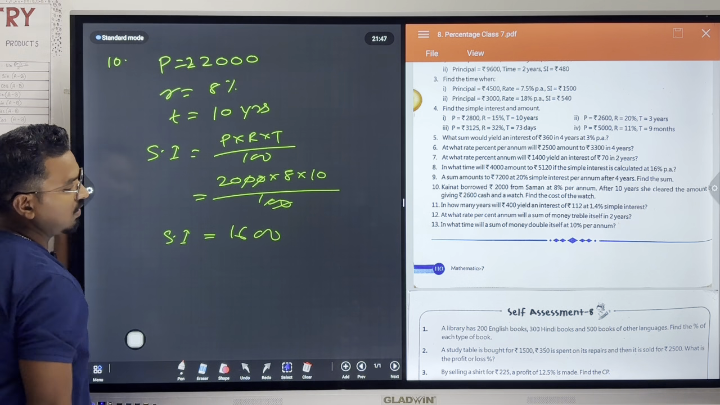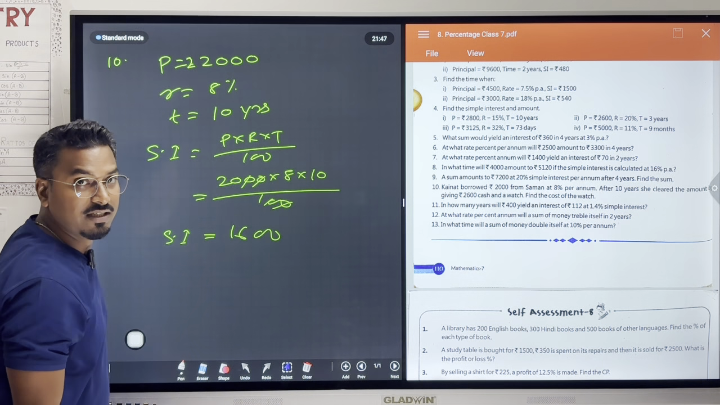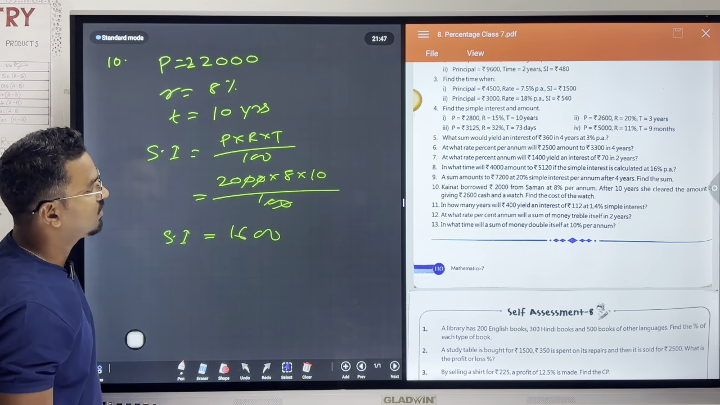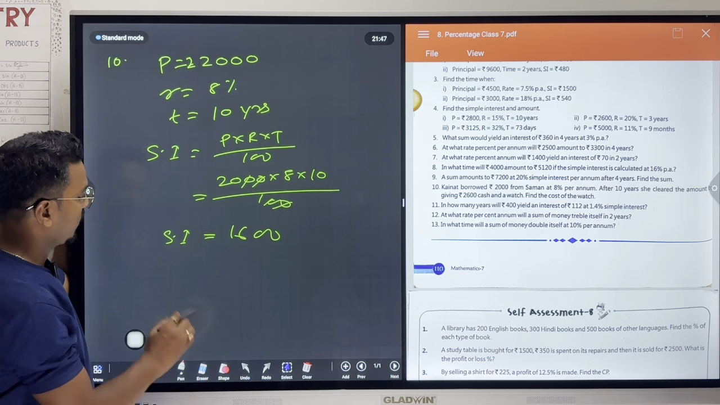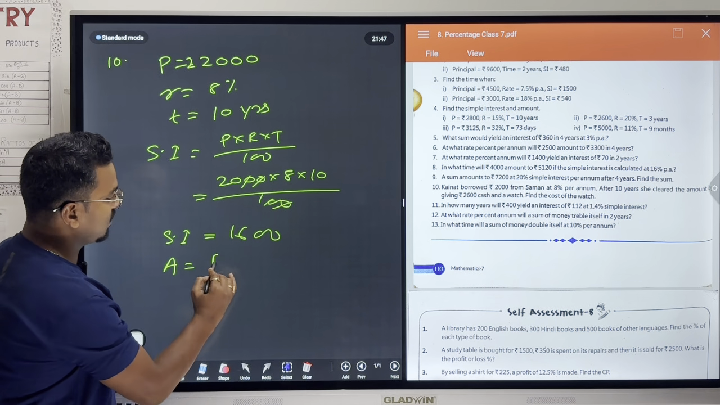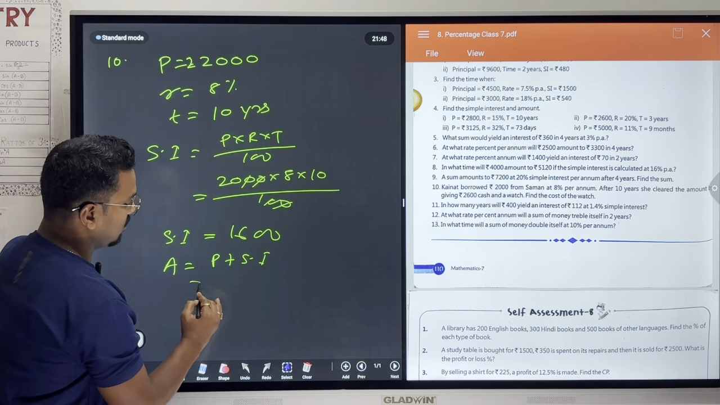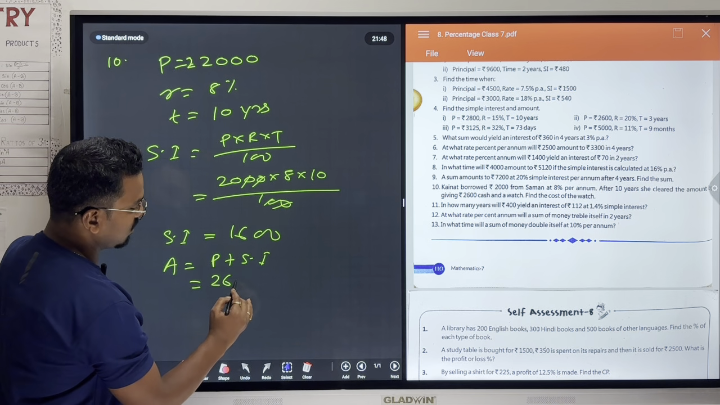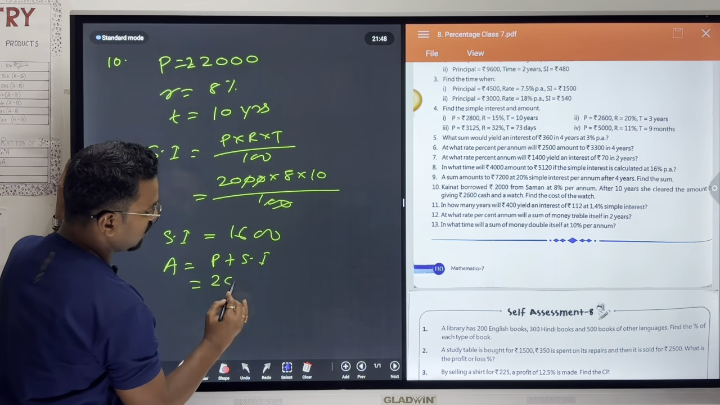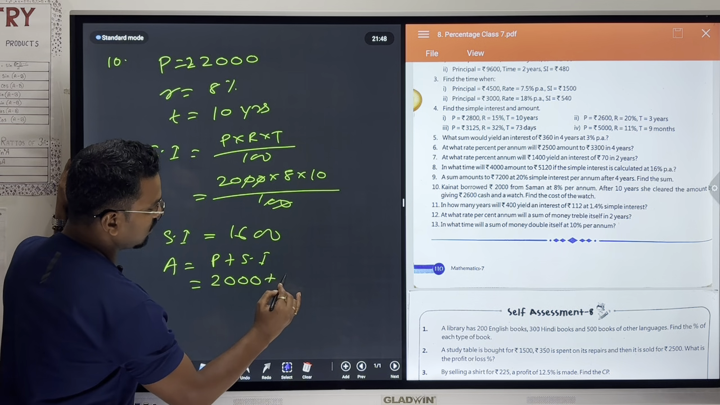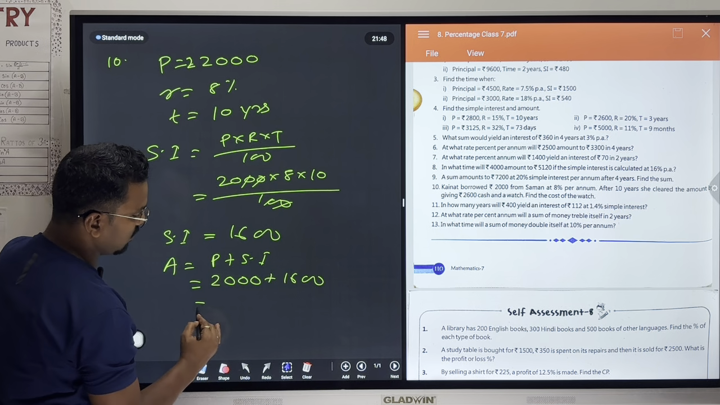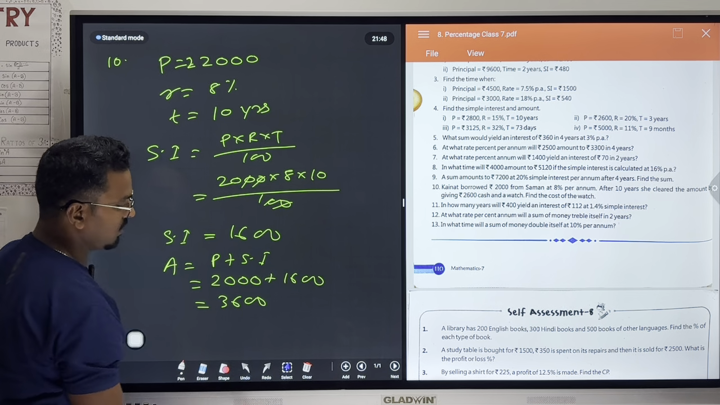As interest he has to return 1,600 rupees. Okay, 1,600 rupees. So what will be the amount? Amount will be principal plus simple interest. So principal was 2,000 plus 1,600, so total it will become 3,600 rupees.